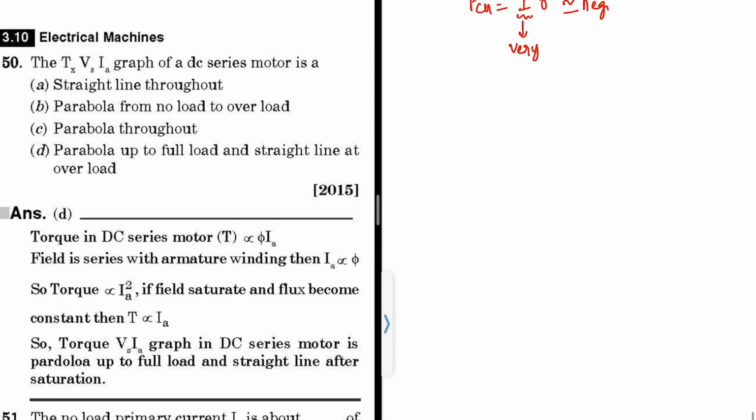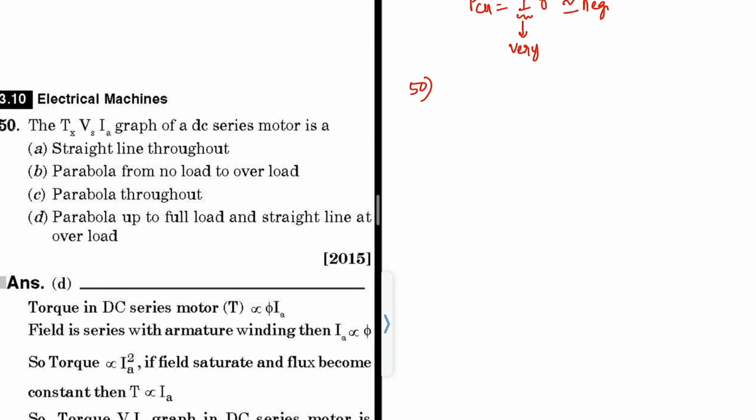Coming to question number 50. So the torque versus armature current graph of a DC series motor. If you see, the torque is proportional to phi into Ia, right? In a series motor, phi is proportional to Ia because the field winding and armature winding are both in series. So flux is directly proportional to armature current.